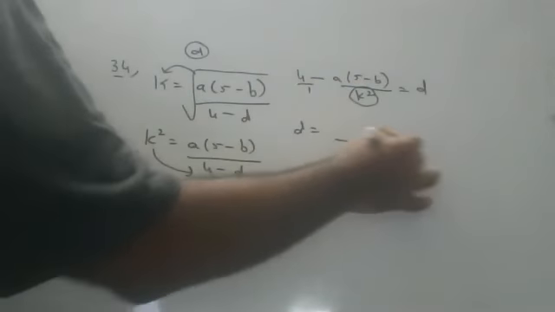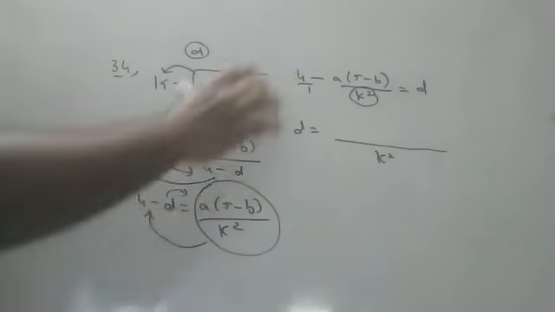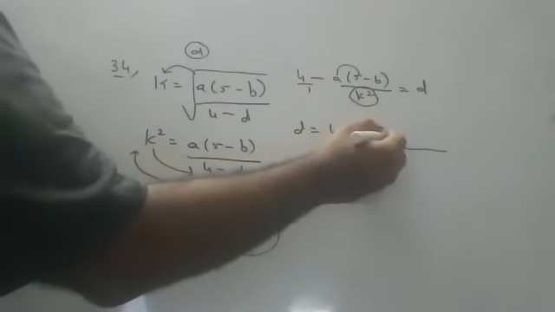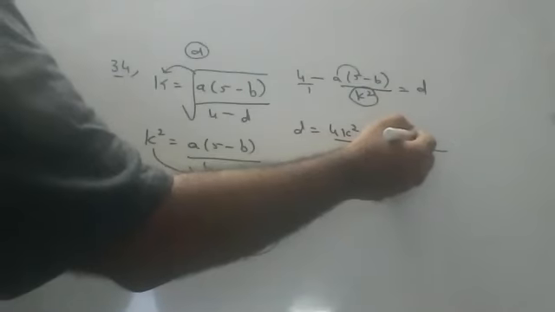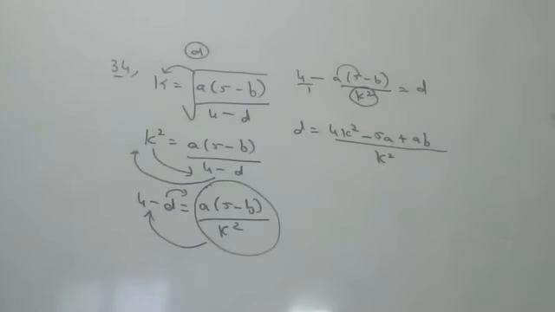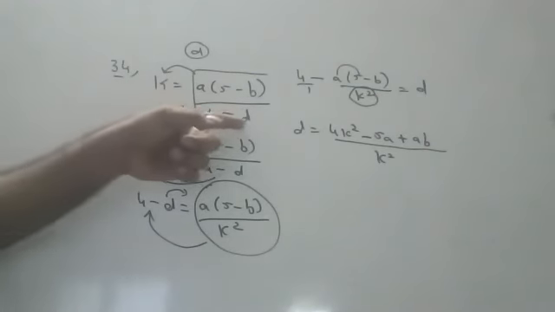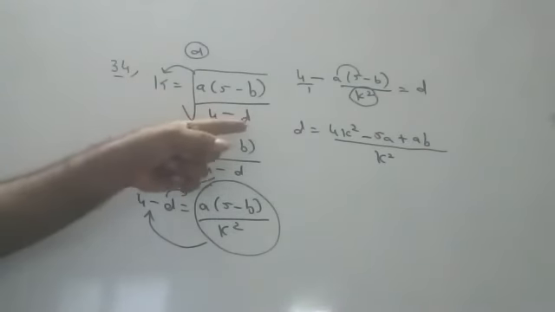If you take k square as LCM, 1 into k square is k square. k square into 4, 4k square minus a into 5, 5a minus and minus 5 plus ab. This is your final answer. This is how you will make a subject. The subject you are changing. They gave the subject as K, but we made the subject as D.